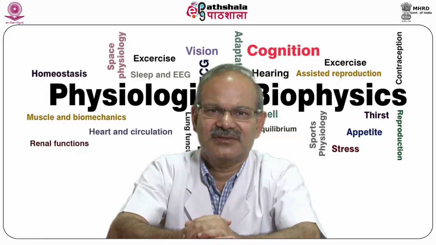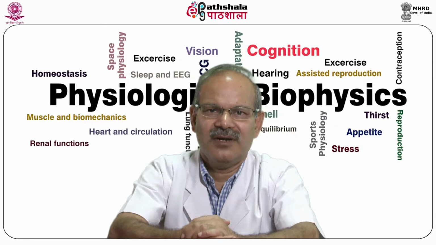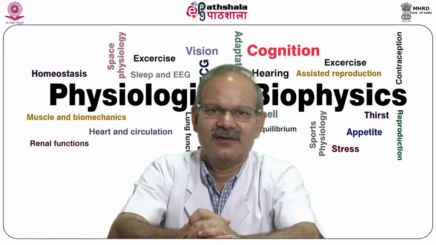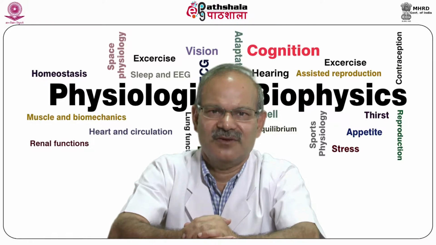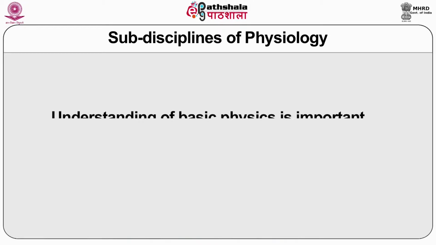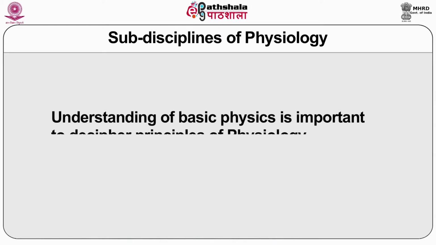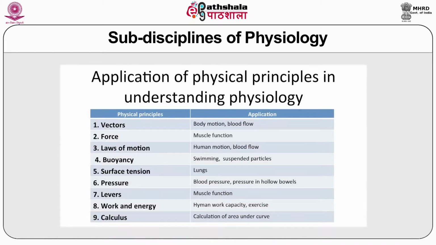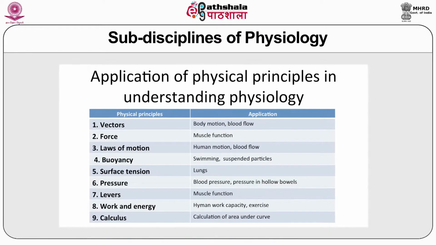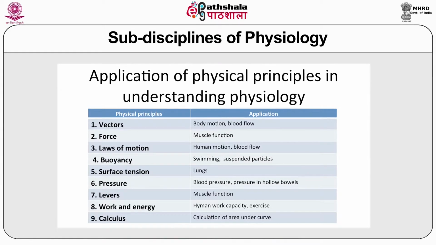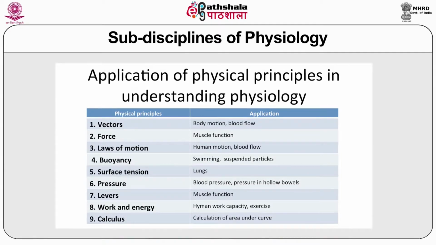From the previous discussion, it is very clear how important it is to understand physics in order to understand the concepts of physiology. Thus, understanding the basic principles of physics and, for that matter, even chemistry is important to decipher the principles of physiology. Here is an example of how physical principles help explain physiological phenomena on the basis of the application of physics.